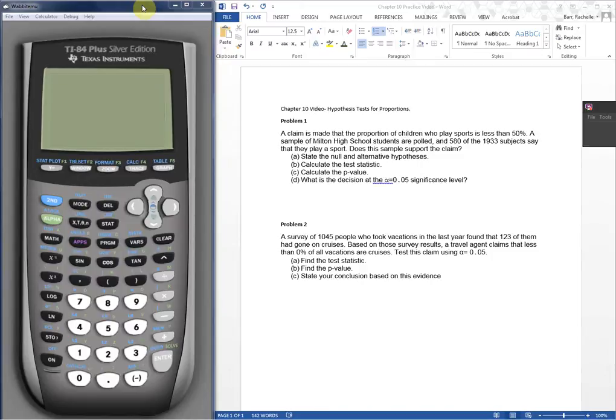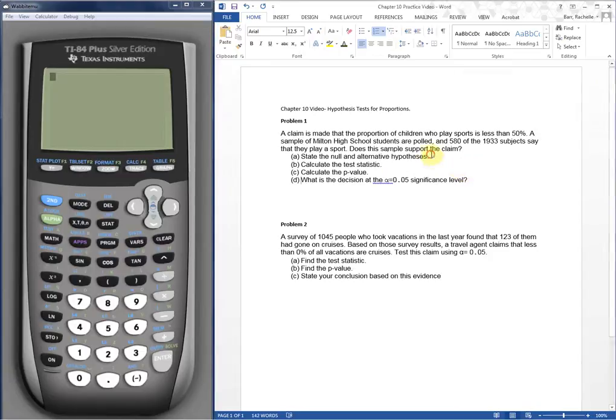A claim is made that the proportion of children who play sports is less than 50%. A sample of Milton High School students are polled, and 580 of the 1,933 subjects say that they play a sport. Does this sample provide support for the claim?